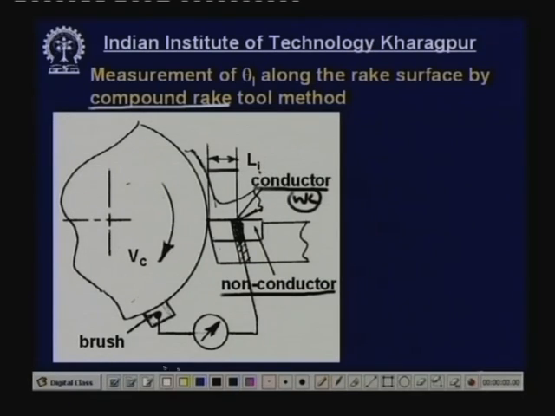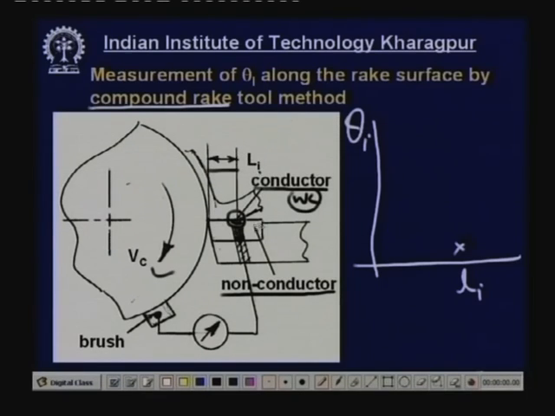So, what will happen? Say this distance is Li, and you measure the temperature using the tool-work thermocouple technique. This is the hot junction at this point, and this is the brush, this is the tool and the job, tool-work thermocouple technique. So, you are measuring the temperature here. So, temperature is, suppose, here, this is temperature I.